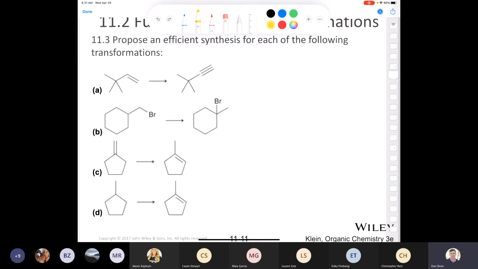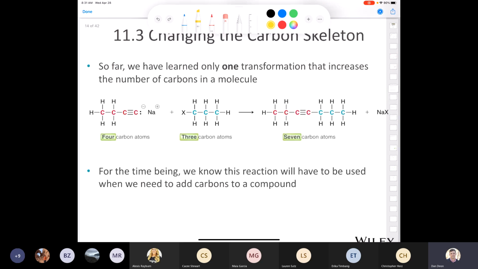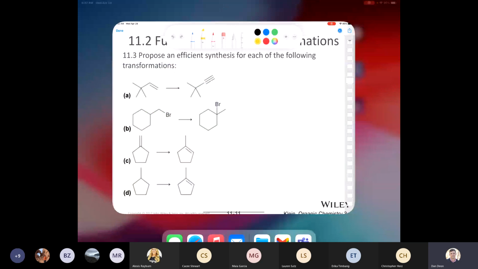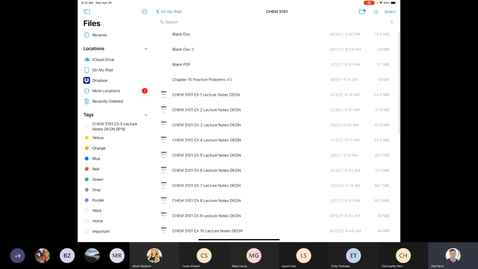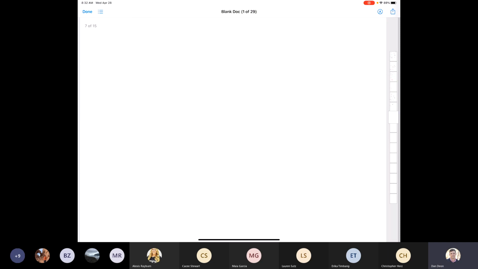So this is question 11.3. I encourage you to not look at the answers, and let's see if we can come up with some ideas for doing these syntheses. Where was I? Back here, 11.3. All right, so 11.3a, I'm going to switch over to a blank document here so I have a little more space to work. Okay, let's see here. So this is 11.3a.